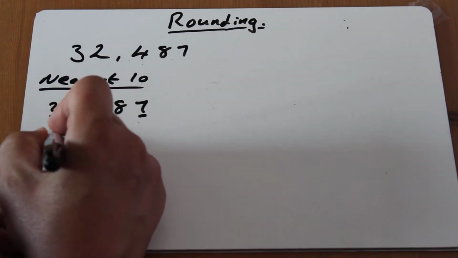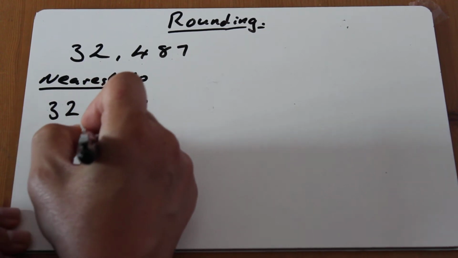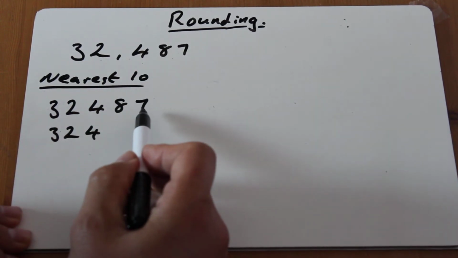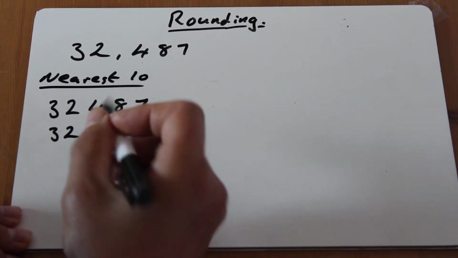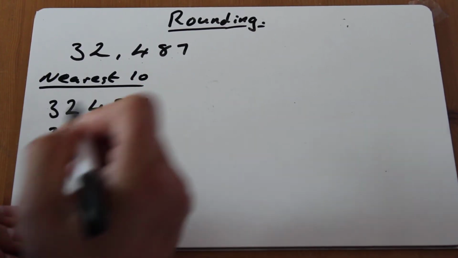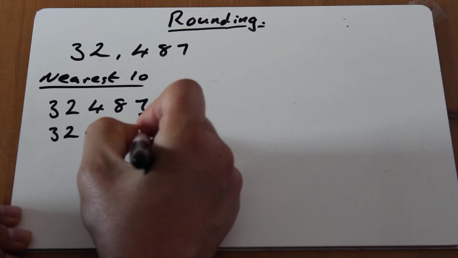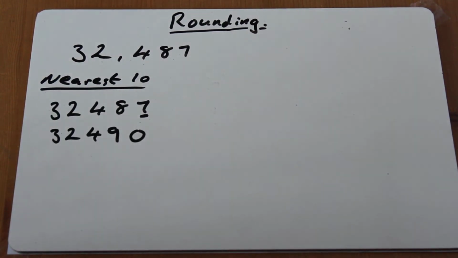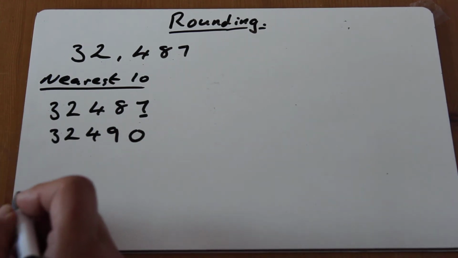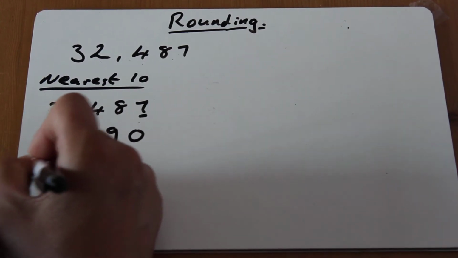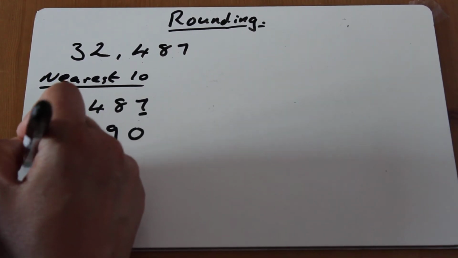So to the nearest 10, this becomes 324. Now the 7 is bigger than 5, which means it's going to increase the 8 by 1 to turn it into a 9, and then the 7 goes to a 0. So to the nearest 10, it's 32,490.